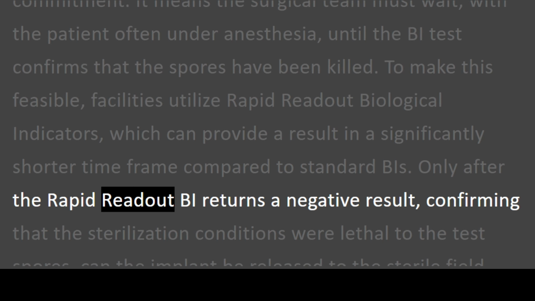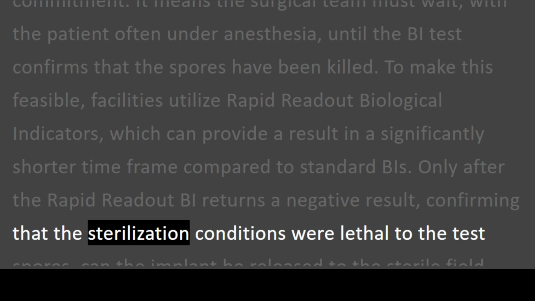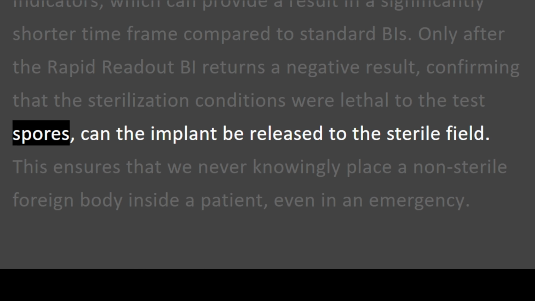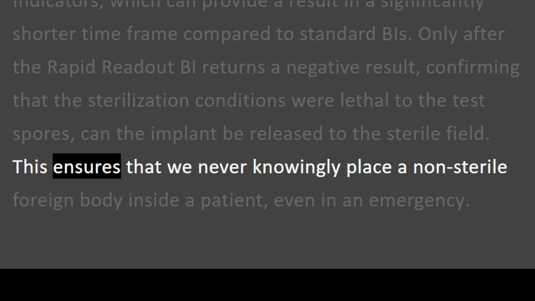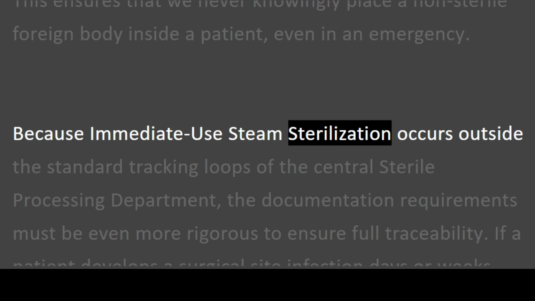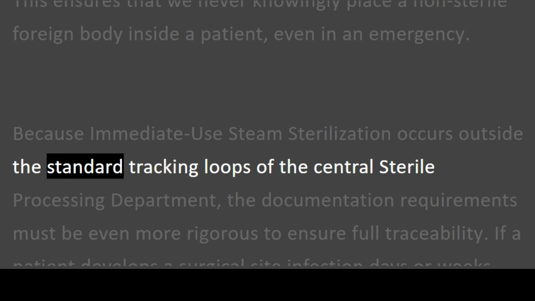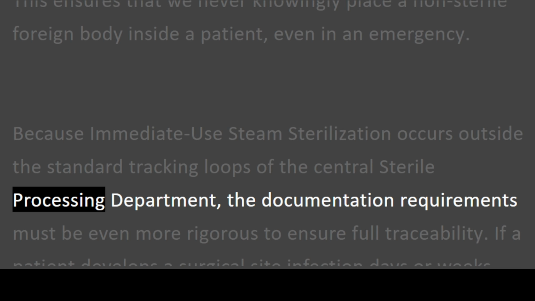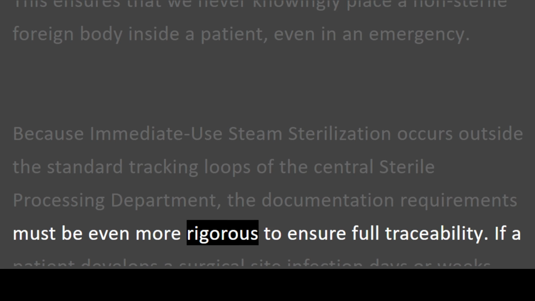Only after the rapid readout BI returns a negative result, confirming that the sterilization conditions were lethal to the test spores, can the implant be released to the sterile field. This ensures that we never knowingly place a non-sterile foreign body inside a patient, even in an emergency. Because immediate use steam sterilization occurs outside the standard tracking loops of the Central Sterile Processing Department, the documentation requirements must be even more rigorous to ensure full traceability.